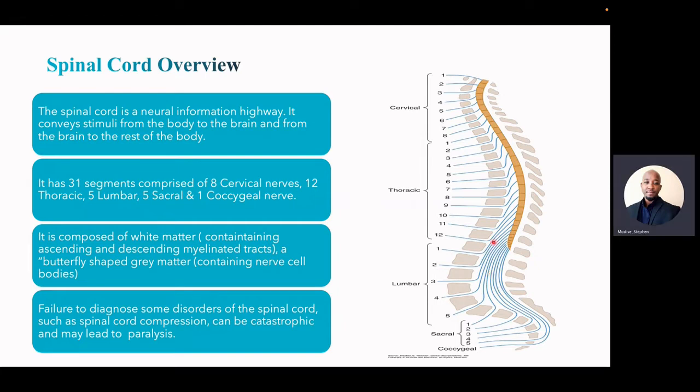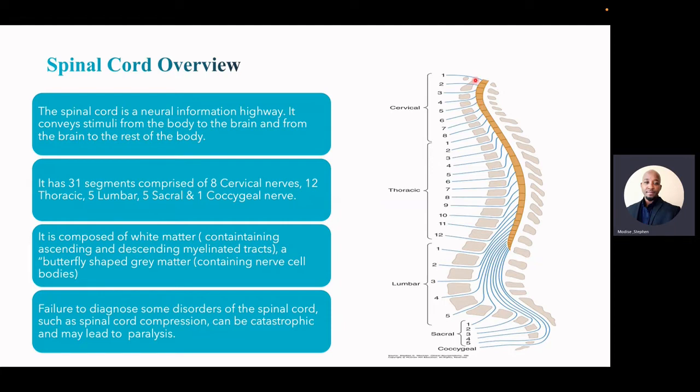In total, the spinal cord has a total of 31 segments. These segments of nerves are made up of 8 cervical nerves, 12 thoracic, 5 lumbar, 5 sacral, and 1 coccygeal. The spinal cord is also comprised of white and gray matter. And we remind ourselves that the gray matter will be made up of the cell bodies, all the neurons that will be traveling, ascending and descending through the spinal cord.